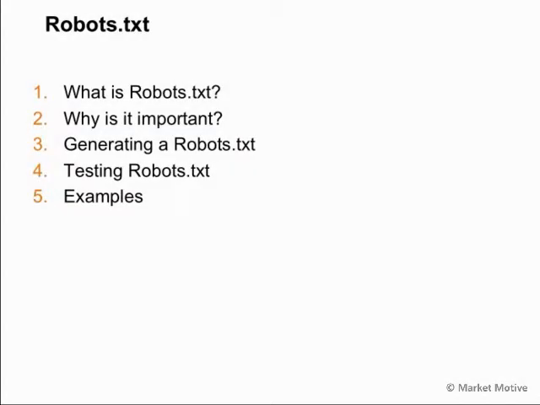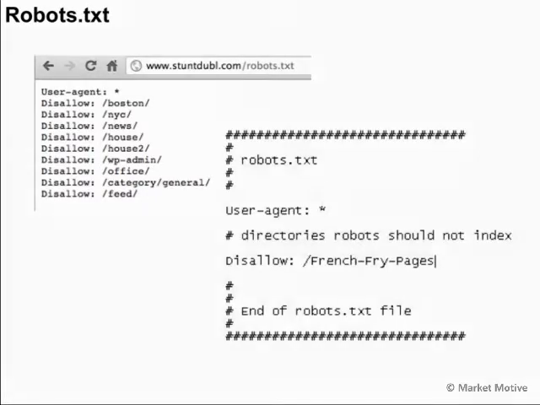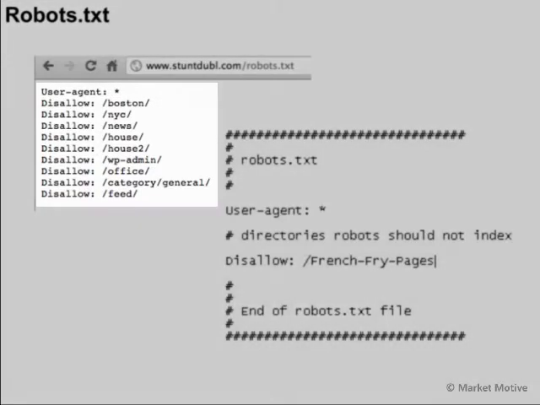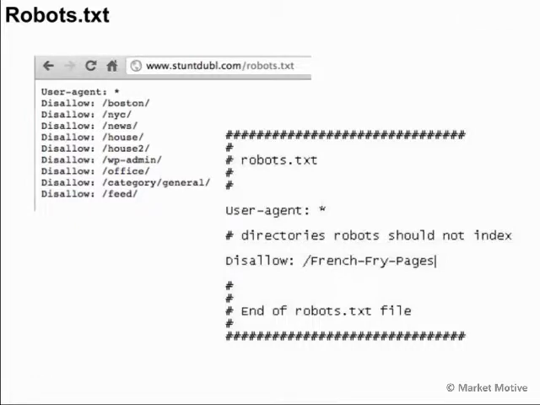Starting with robots.txt, what is it? We've talked a little bit about why it's important. We're going to look at how to generate and test that robots.txt so that we can prevent duplicate content. So robots.txt is just a simple file that is at the beginning of a website. It's one of the first files that the search spider will hit to see what it can read and what it cannot. So we can block files here.